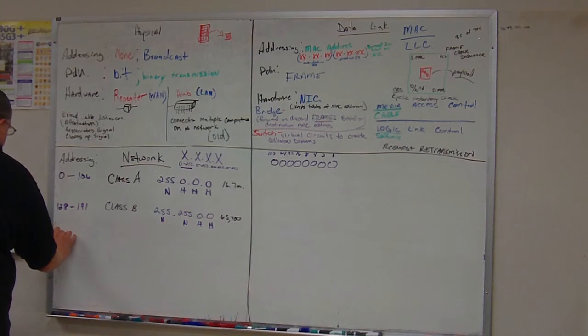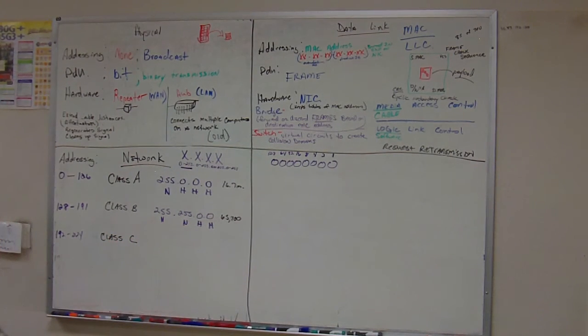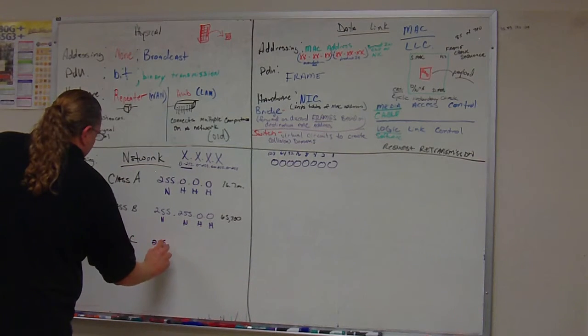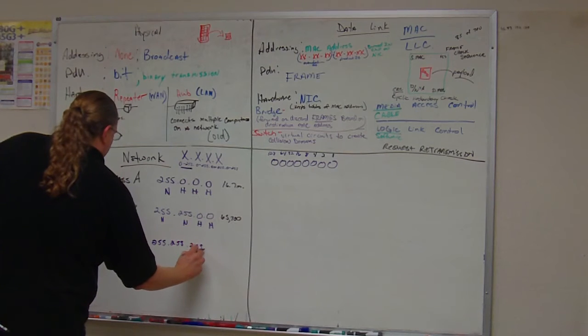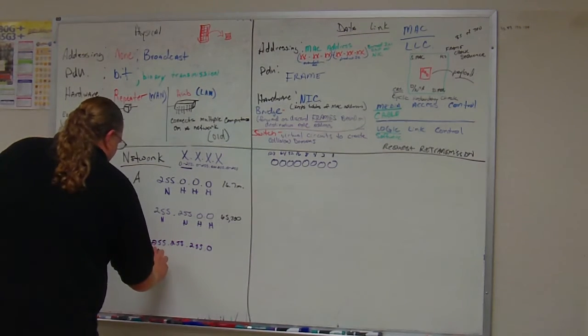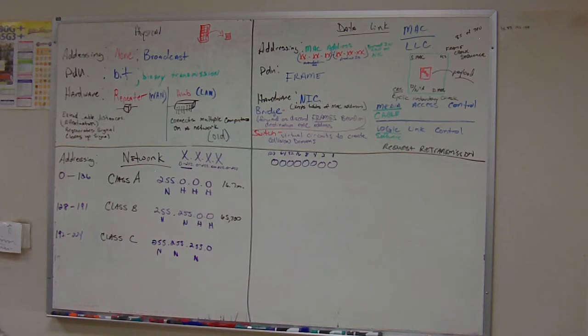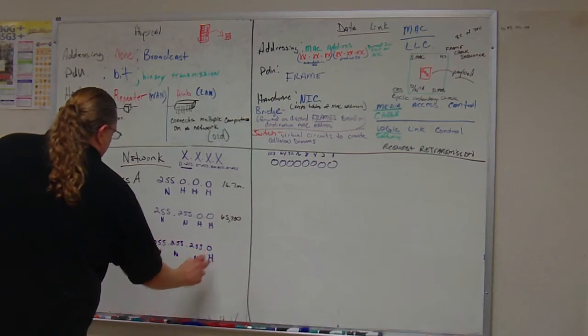So we also have 192 until 224. This is Class C. The default subnet mask for a Class C is 255.255.255.0. So what is the network portion in this Class C IP address, based on what we've been looking at so far? The first three. That's right, the first three. So what that means is if the first three numbers are not the same, then they are not in the same network. The last number is identifying the computer.